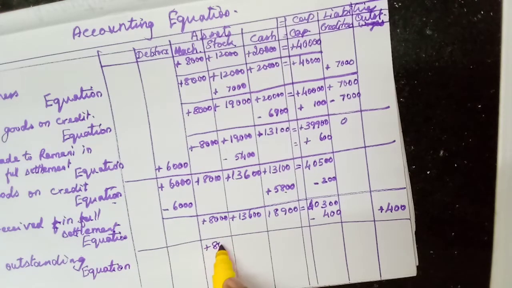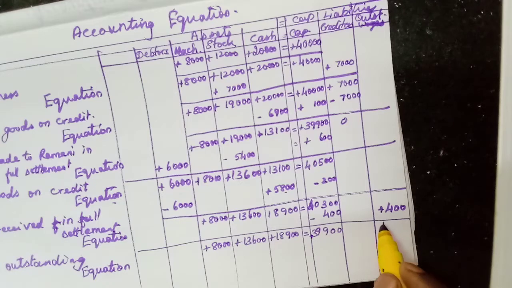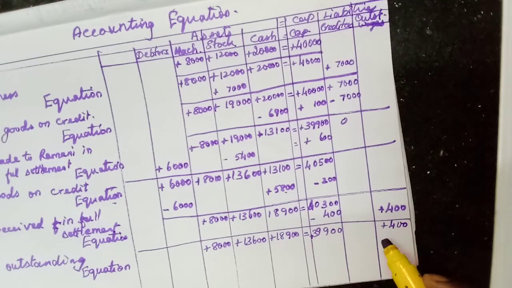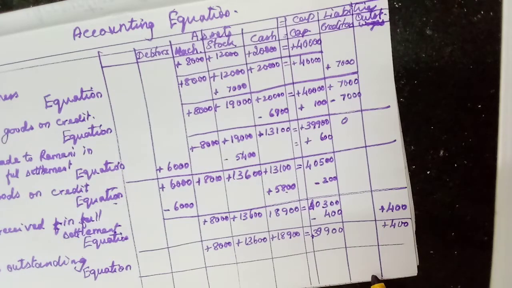Plus 8,000, plus 13,600, plus 18,900, equal to, we need to deduct, isn't it? 13 minus 4 is 9. Here 9, 3. So plus, then plus 400. If you add and check, we will get the same amount.